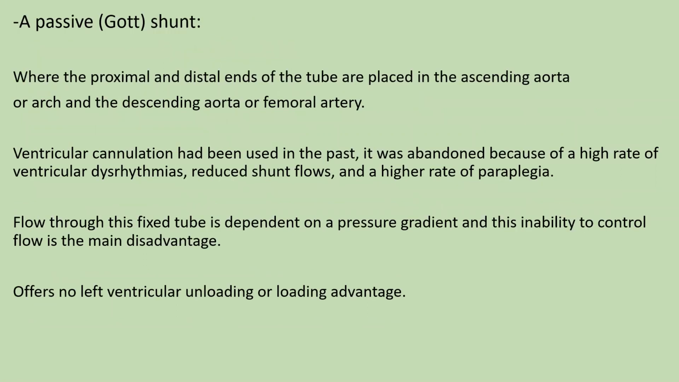So that will take us to the passive shunt, where the proximal and distal ends of the tube are placed in the ascending aorta or arch and the descending aorta or femoral artery. Ventricular cannulation had been used in the past but was abandoned because of the high rate of ventricular arrhythmia, reduced shunt flow, and high rate of paraplegia. Flow through this fixed tube is dependent on the pressure gradient, and this inability to control flow is the main disadvantage. It offers no left ventricular unloading or loading advantage.